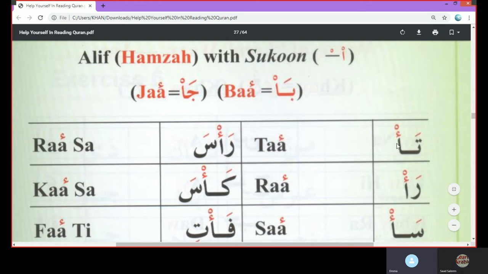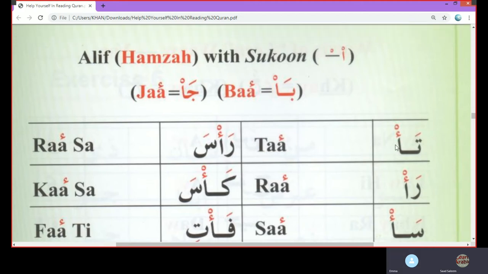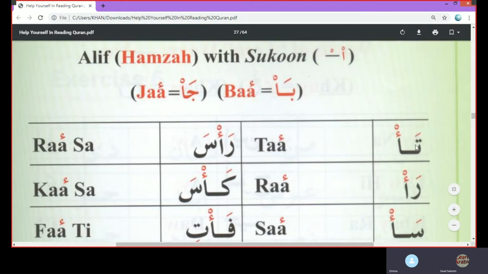Sorry, your voice is gone again. Now we'll start long vowels. As you see, in all these words we have fatha before alif. So this means these are alif madda. This is not simple alif. This is alif madda because it has fatha before alif.